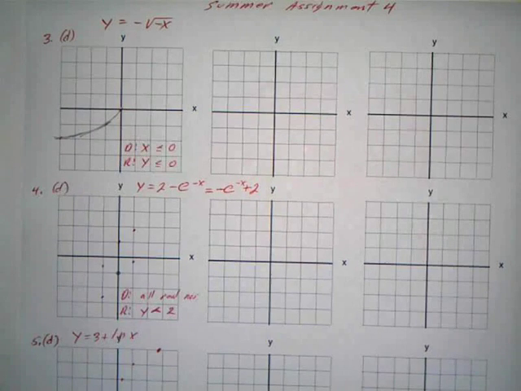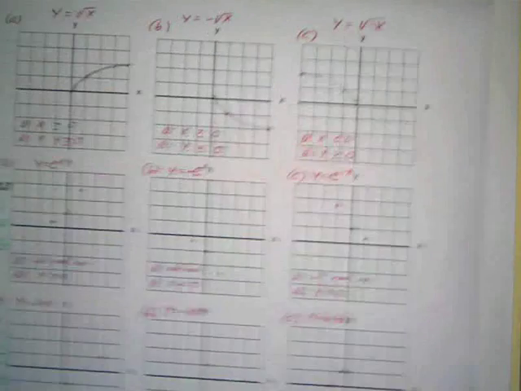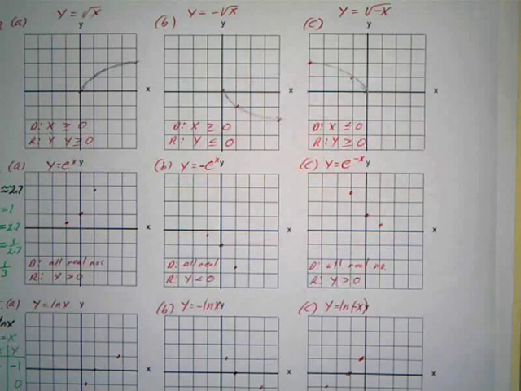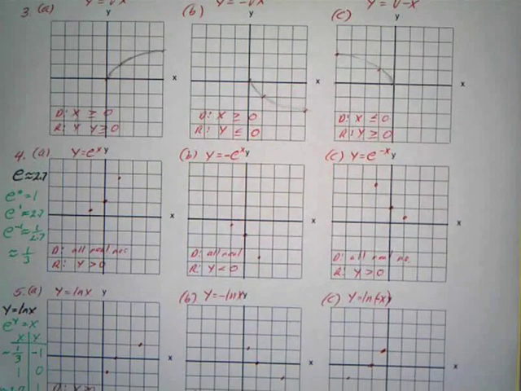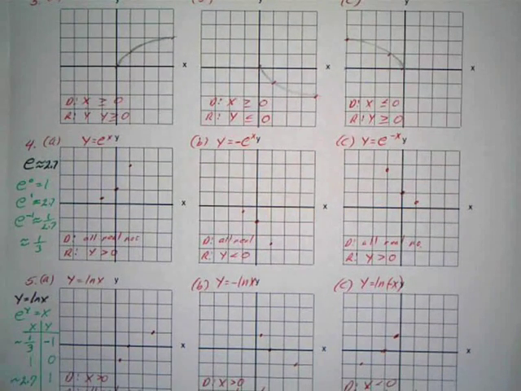Okay, let's take a look at 4. Now 4 is y equals e to the x. Now e is about 2.7. So when we're finding points, we'll use this approximation for e, about 2.7. And 1 over e, so let's take a look at this.